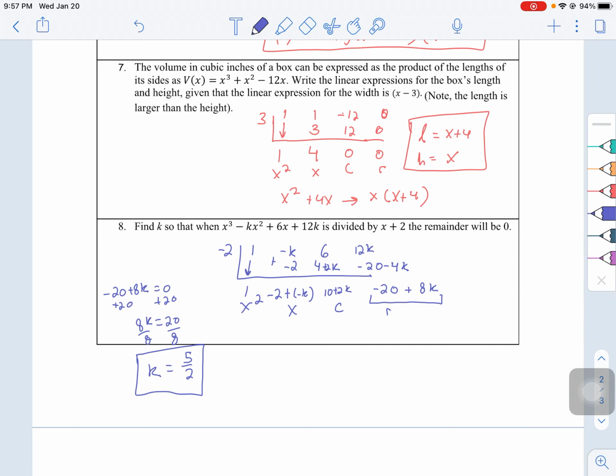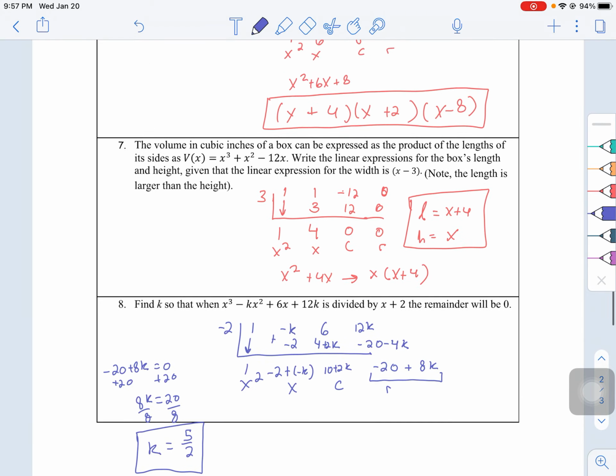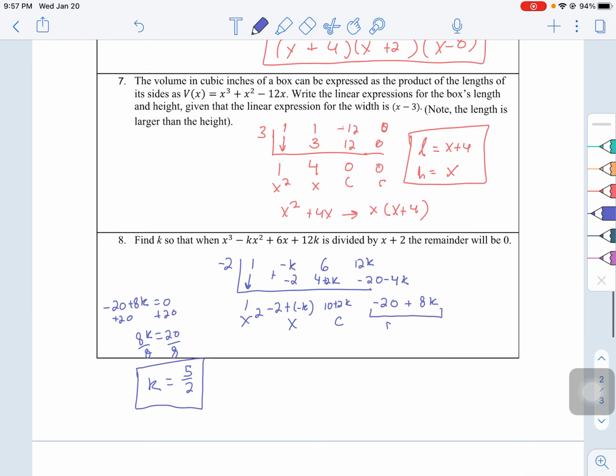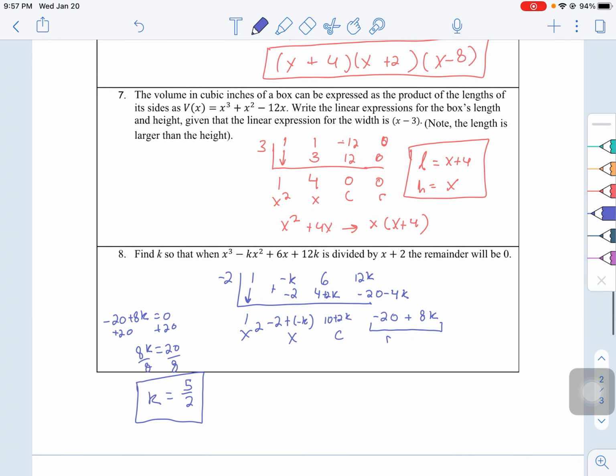So number 8, probably the craziest out of all of them, right? But yeah, that is some applications of polynomial division.